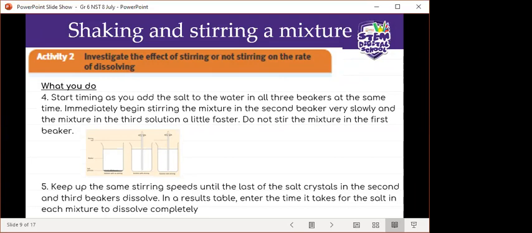Then the fifth instruction here says you keep up the same stirring speed until the last of the salt crystals in the second and third beakers dissolve. Then in a results table, you enter the time it takes for the salt in each mixture to dissolve completely. So that is basically how we'll be carrying out this experiment.